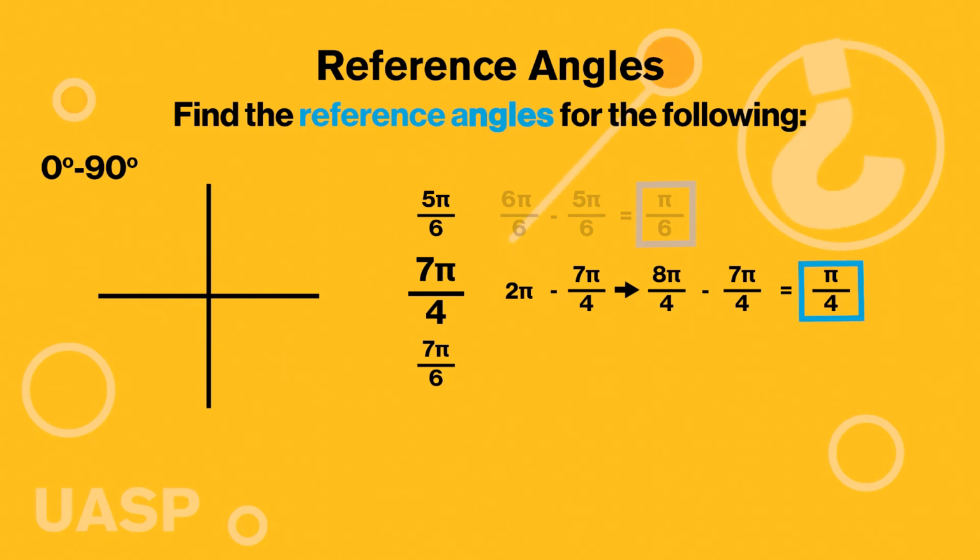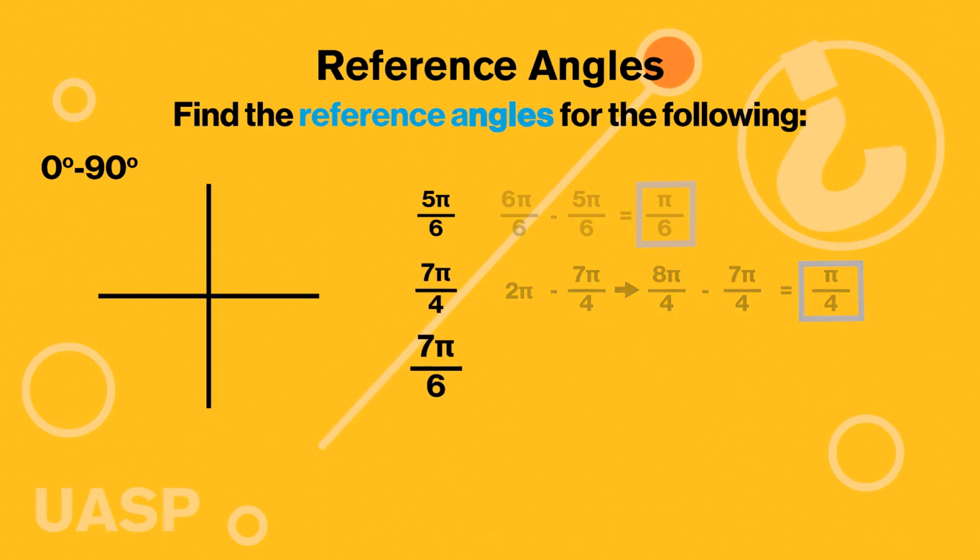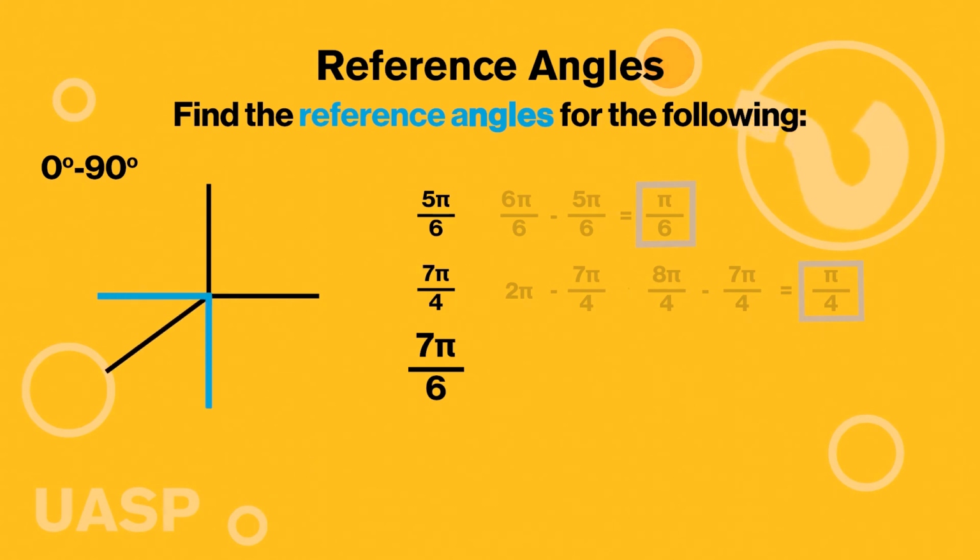Perfect. Now lastly, let's tackle 7 pi over 6. Go ahead and graph it out one more time. 7 pi over 6 is going to come out just like this. It's going to be in quadrant 3. Again, we're looking for this angle here, and we already know that this is pi. So we're going to do pi minus, mistake there. We're going to do 7 pi over 6 minus pi.